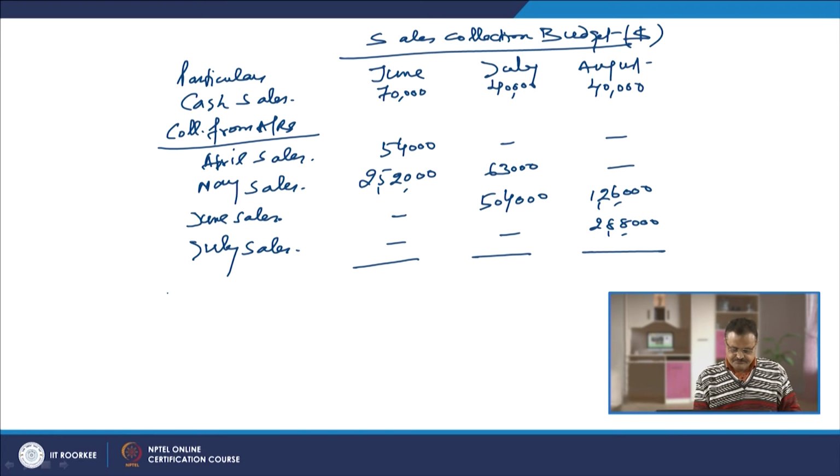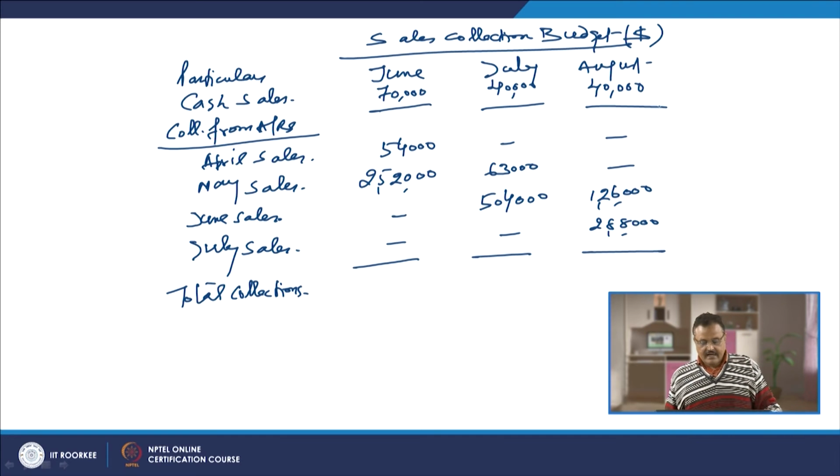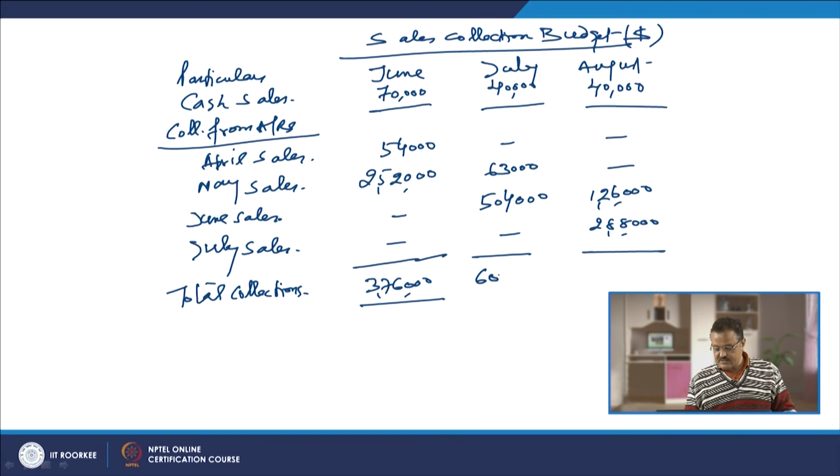Now we talk about the total collections. Total collections here are going to be how much? We are going to collect the total amount of 376,000. This amount works out as: we have already collected the cash sales of 40, and now we have the total remaining amount, which we are going to collect here, and this amount is going to be $376,000.